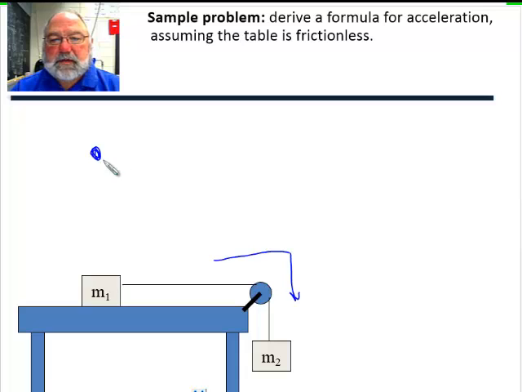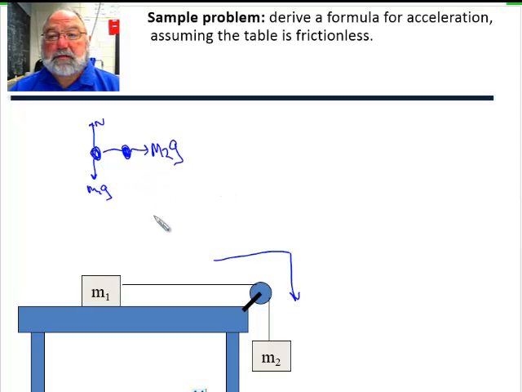There's box 1. There's the cable linking box 1 with box 2. Box 2 has the force of gravity, its weight. So there's going to be that force, m2 times g. M1 will have a normal force, and it also has its own weight, m1g. Now what we're going to do is sum our forces in the x direction.